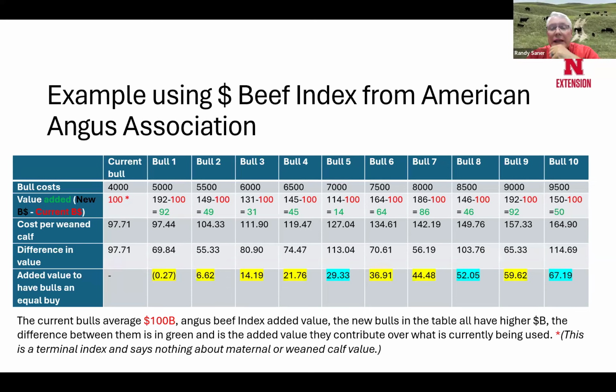Same way with Bull 8. You needed $52 and he was only 46. But he's closer than the other guy, right? Yeah, but you paid too much. And then the 67 didn't make it either on the 50. Yeah. And so that's kind of how you can use this.